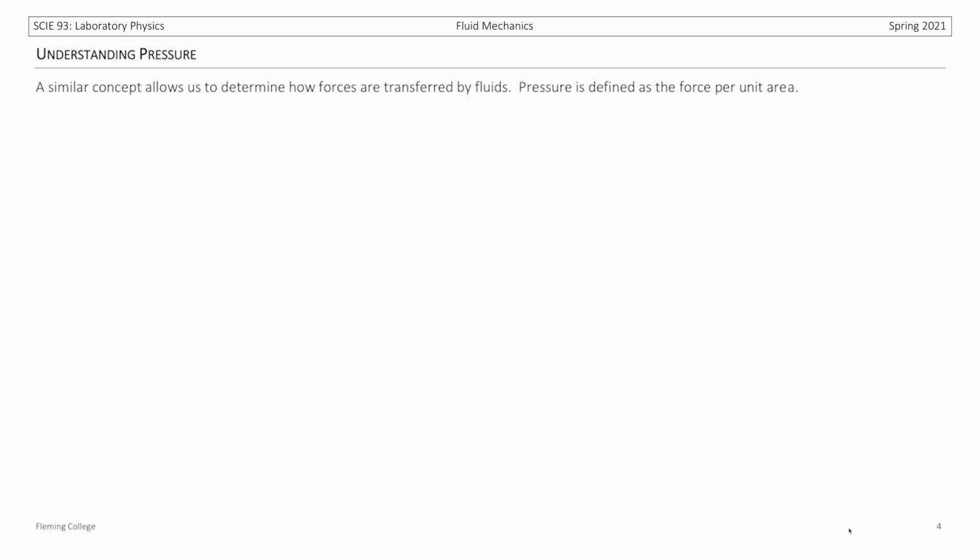We need to consider another concept that's similar to density, but this concept, pressure, allows us to determine how forces are transferred by fluids. We define pressure as the force per unit area. That means we calculate pressure, represented by the variable capital P, as the force divided by the area. This means it will have units of newtons per meter squared.